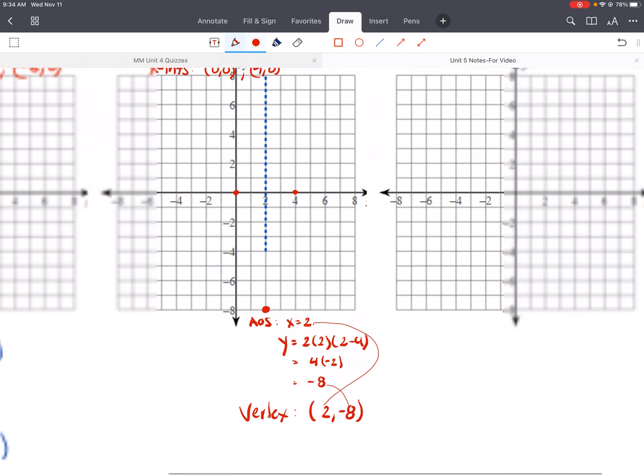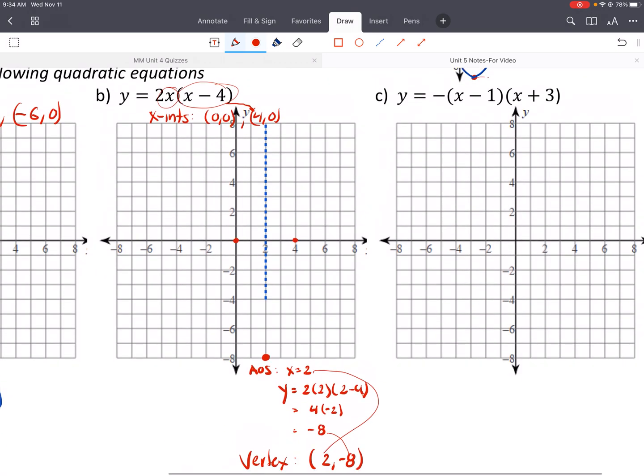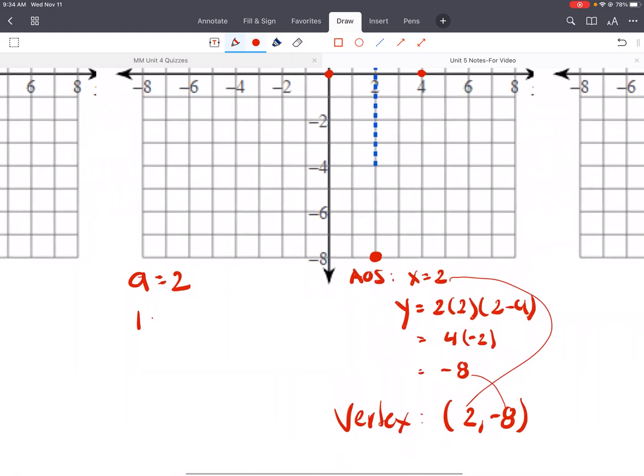And then we'll use our growth pattern. So here A is 2. Our leading coefficient here is 2. So we'll do 1A, 3A, 5A. And 1 times 2 is 2. 3 times 2 is 6. And 5 times 2 is 10.